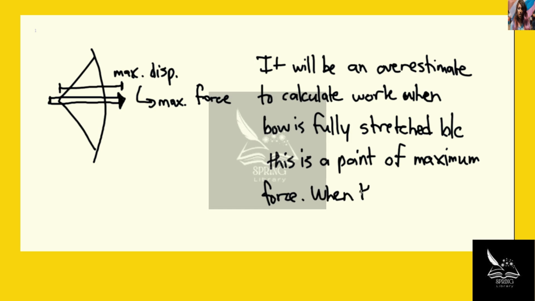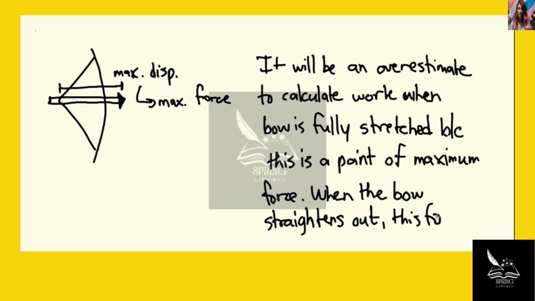When the bow straightens out, this force on the arrow will decrease all the way until it releases the actual arrow. And so at the normal position, which we can just draw a dashed line here, at that normal position, there's not going to be any force on the arrow.